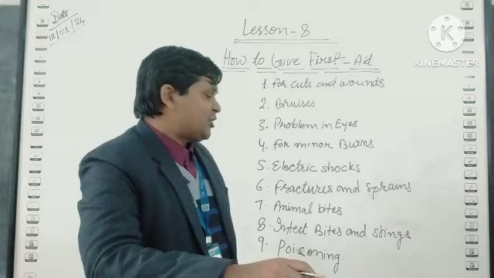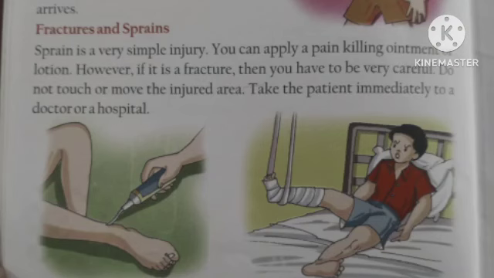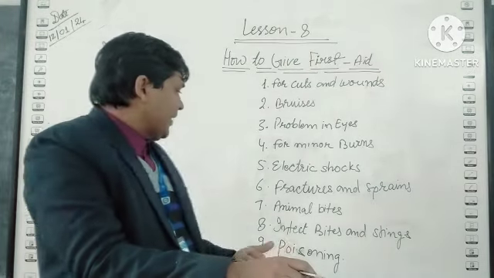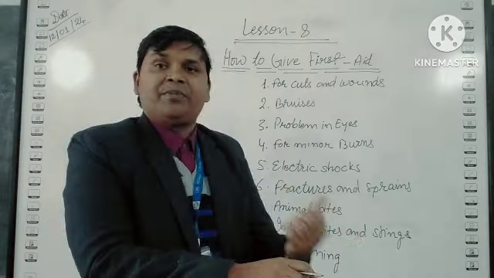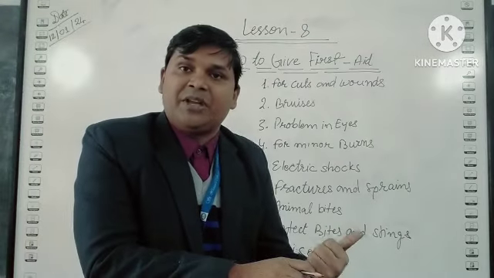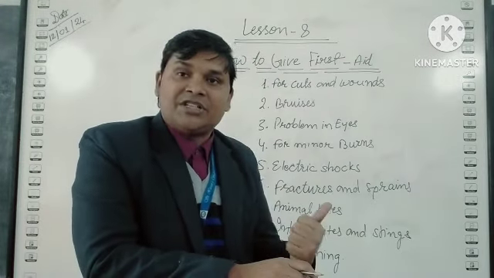Fractures and sprains are also very common. Almost everyone gets them. Then animal bites. Animal bites also frequently happen to people, especially children, mostly when a dog bites. What will we do? What first aid must be given? That we need to understand today.